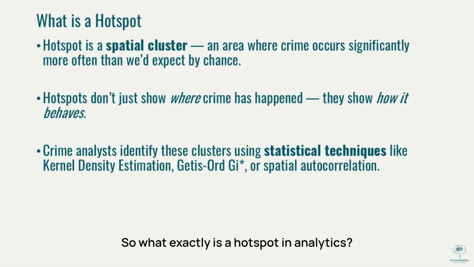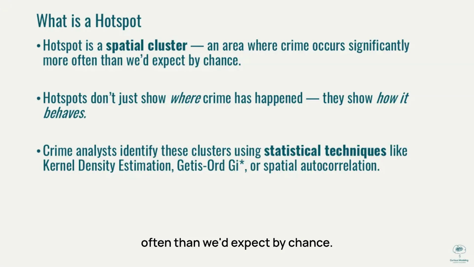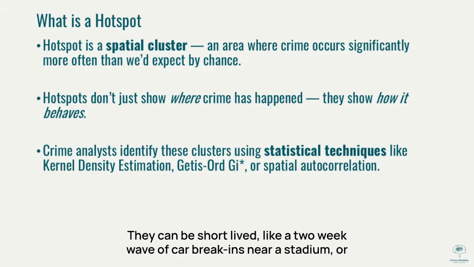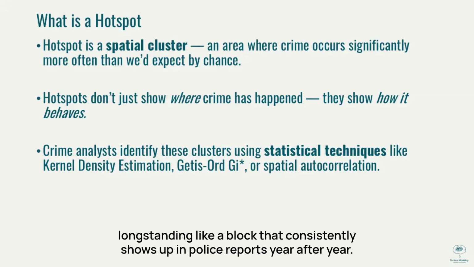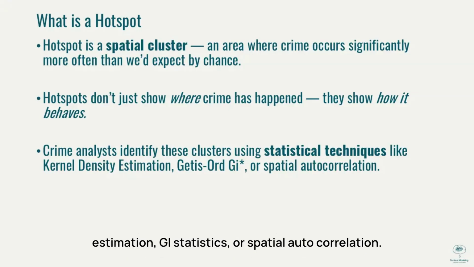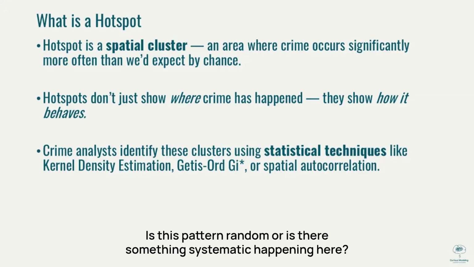So what exactly is a hotspot? In analytics, a hotspot is a spatial cluster, an area where crime occurs significantly more often than we'd expect by chance. Hotspots don't just show where crime has happened, they show how it behaves. They can be short-lived, like a 2-week wave of car break-ins near a stadium, or long-standing, like a block that consistently shows up in police reports year after year. Crime analysts identify these clusters using statistical techniques like kernel density estimation, GI statistics, or spatial autocorrelation. Each method answers the same question in a slightly different way. Is this pattern random, or is there something systematic happening here?